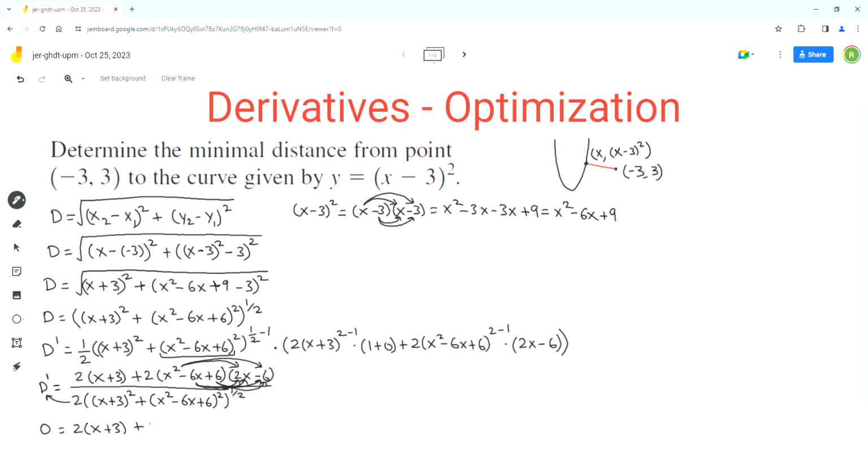So we get plus 2 and then 2x cubed minus 6x squared minus 12x squared plus 36x, and then 6 times 2x is 12x and then minus 36.